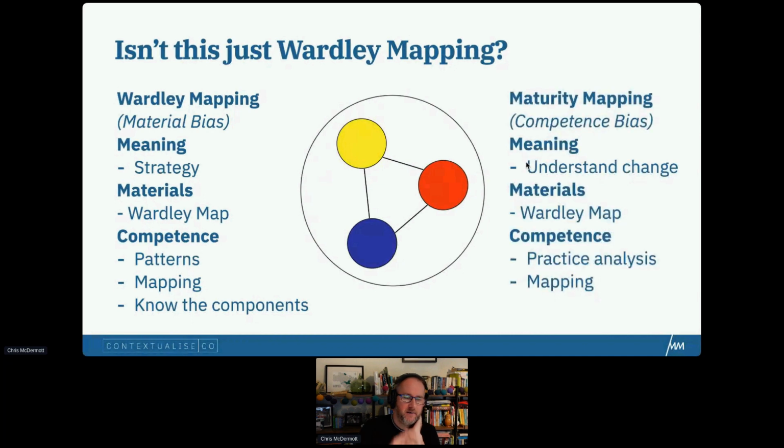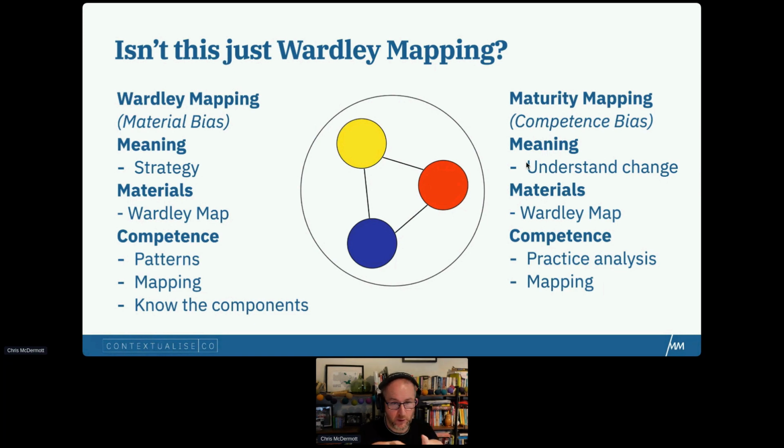Maturity mapping would suggest that Wardley mapping has a material bias. We talk about evolution through supply and demand. That's evolution of things. Most likely practice co-evolves, as we said at the start. But maturity mapping has the bias towards the competence, the way in which we do the things. And the meaning, we believe, is understanding change and improvement.